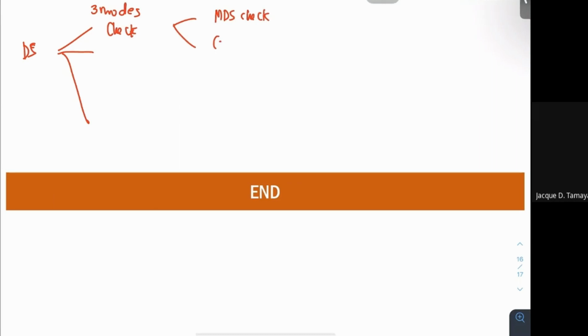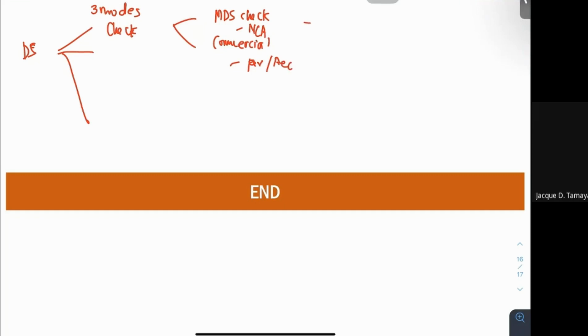So let's recap what we have learned. So we have now your disbursement system. There are three modes of disbursement. First, we have your check. Your check can be disbursed through your MDS check or your commercial check. The fund of your MDS check is your notice of cash allocation, while your commercial is your revenue or receipts.